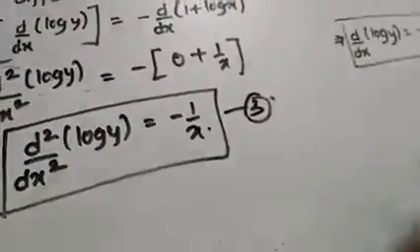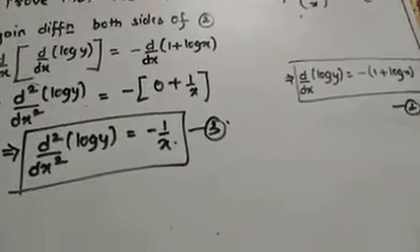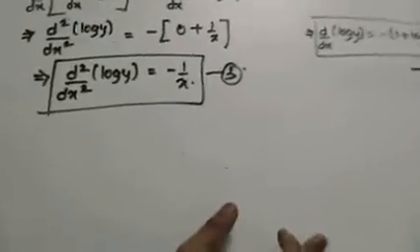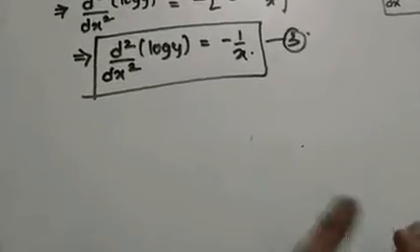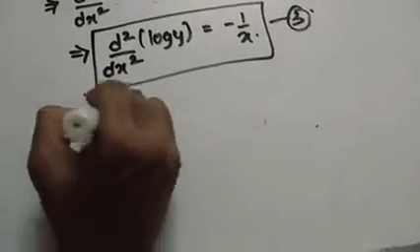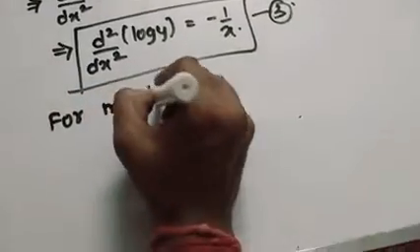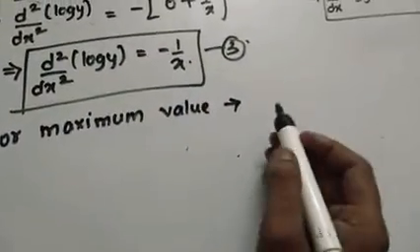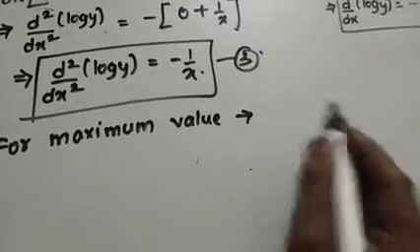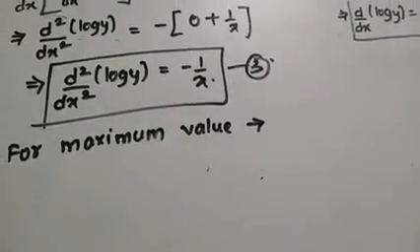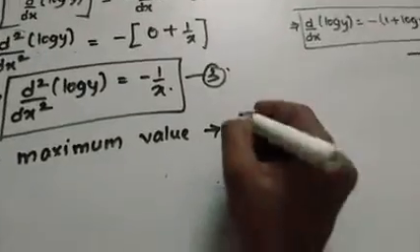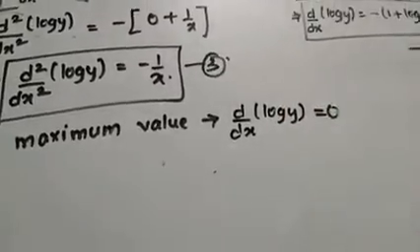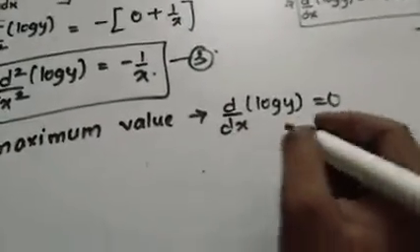Name this as 3. So we have found our first derivative as well as second derivative. Now we will find the point where the maximum or minimum exists. For the maximum value, we have to equate the first derivative to 0, that is dy by dx equals 0, but here the first derivative is d by dx of log y equals 0. For maximum value we have to find that.